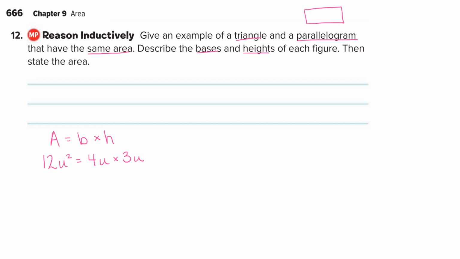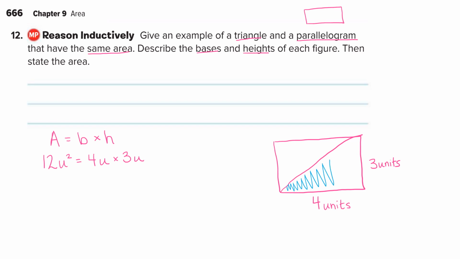Okay. So here's my rectangle. And it's 4 units by 3 units. So the area is going to be 12 units squared because 4 times 3 is 12. All right, so if I want to make this a triangle with the same area, cut this in half, okay? All right, so here we go. I'm going to shade this in. Where'd my little pen go? I'm going to shade this in blue. And then I'm going to shade this in green.